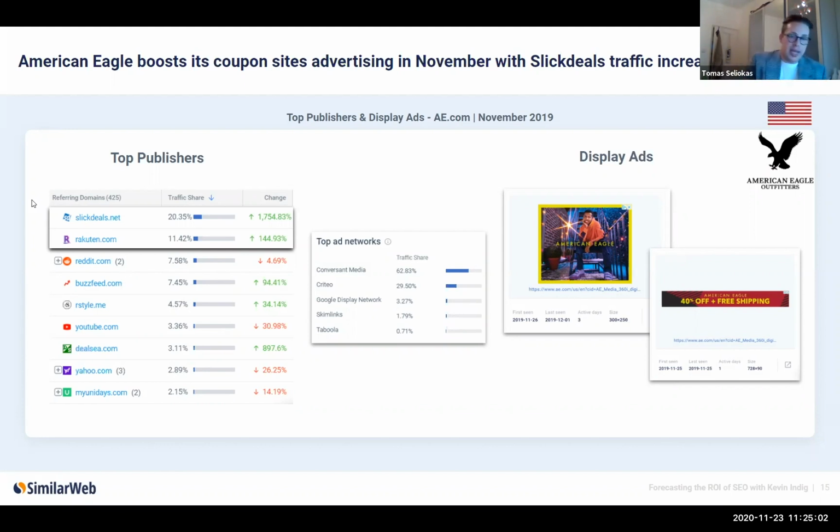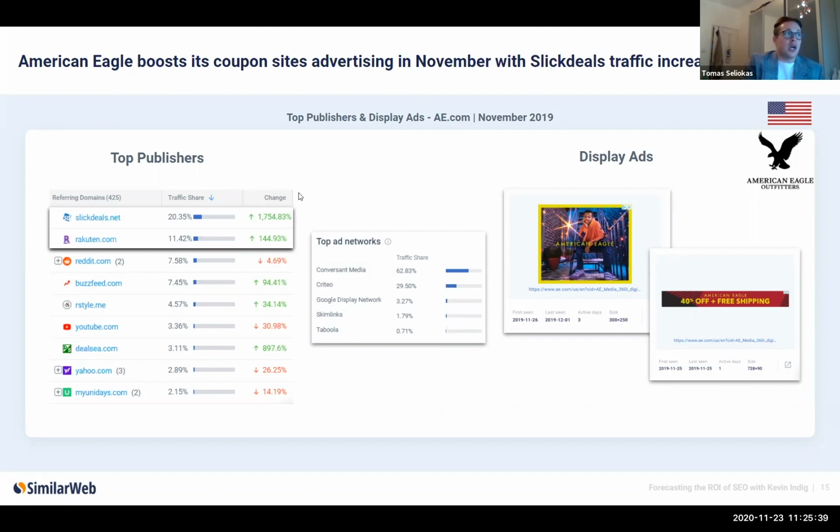So when you see that display ads is a crucial marketing channel, you see that American Eagle is top performer in the industry, is top performing during that time, you can so easily go on our platform, put November as the month for analysis, put American Eagle in the US, and you'll see top publishers that they're using during that time period. So you can see Slick Deals, Rakuten, and other coupon websites as the most important ones for that period, and also understand the growth.